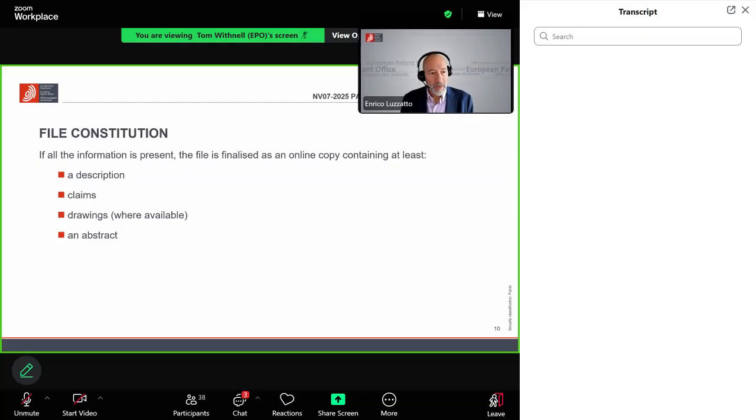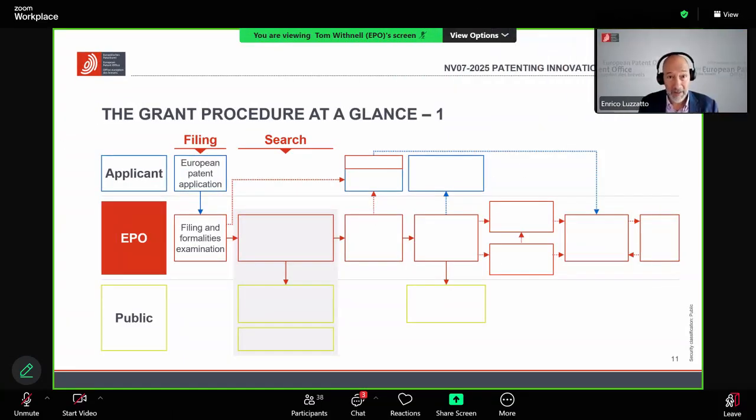And file constitution, so the receiving section, as we call it, will finalize the file, which will have a description, claims, drawings, whenever, an abstract. And what happens with this file? Next one, Tom, please. It's sent to the search division. The filing phase is over. We see it here, and we move on to the search phase. Next one, please, Tom.